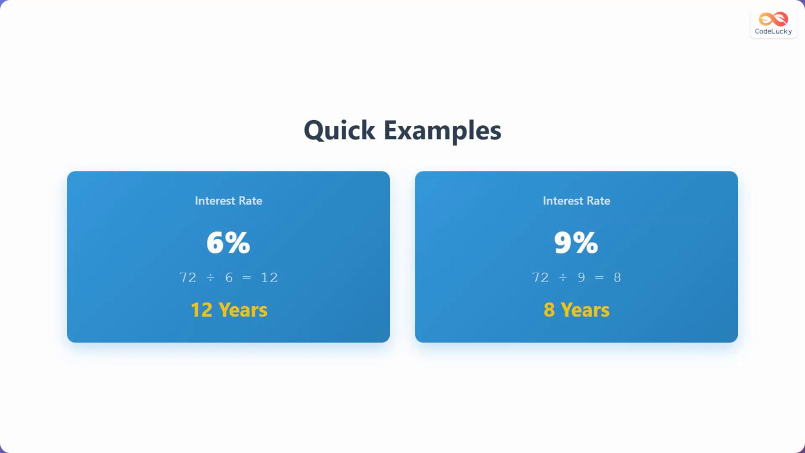Let's see the Rule of 72 in action with two common scenarios. With a 6% interest rate, we calculate 72 divided by 6, which equals 12 years to double your money. With a 9% interest rate, 72 divided by 9 equals 8 years. Notice how just a 3% difference in interest rate reduces the doubling time by 4 whole years. This shows the incredible power of compound interest and higher returns.